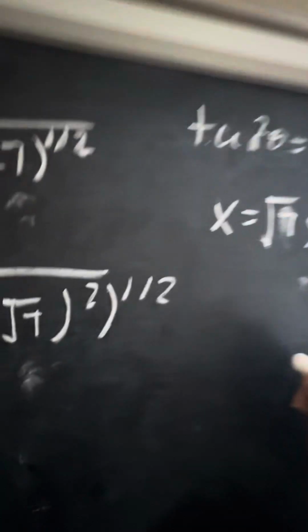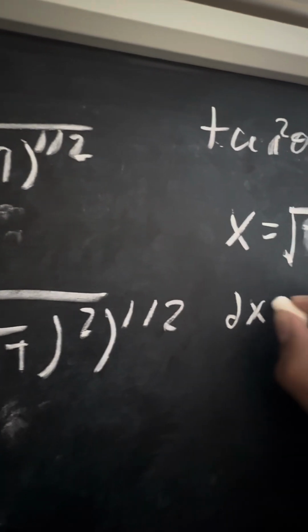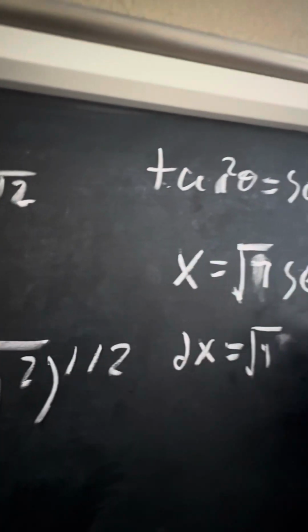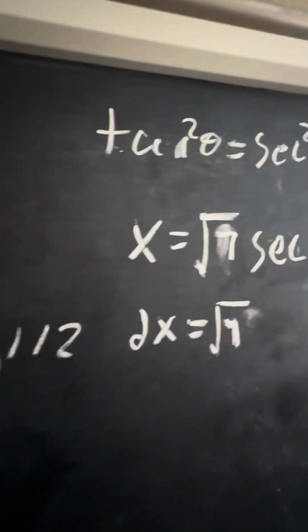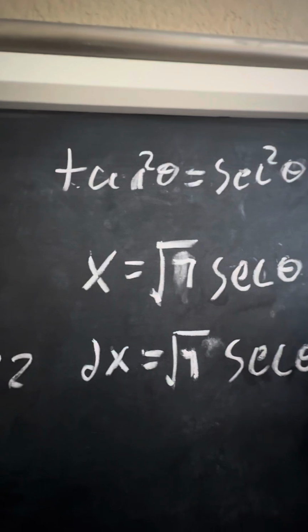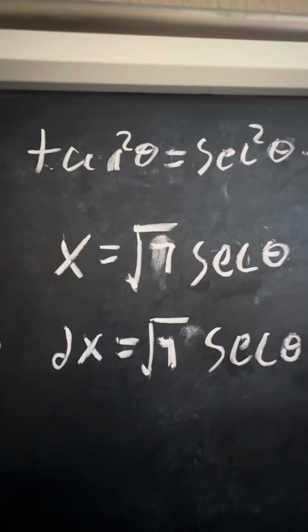Let's take a derivative of that. dx, it's a constant times that, so the constant stays. The derivative of secant is secant theta tan theta d theta.